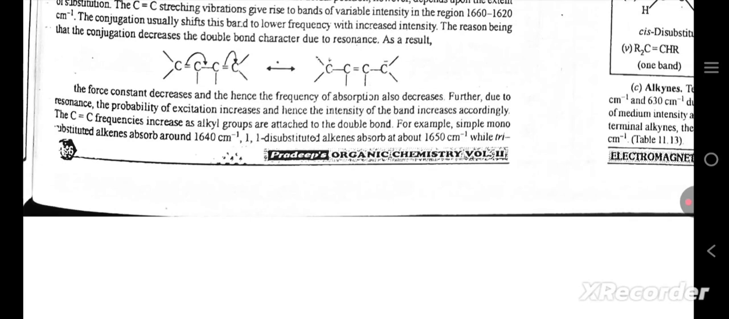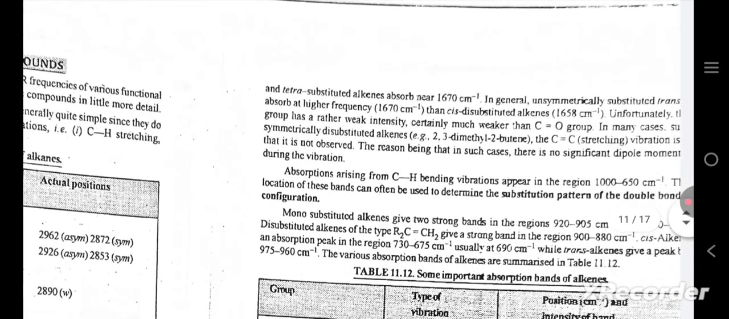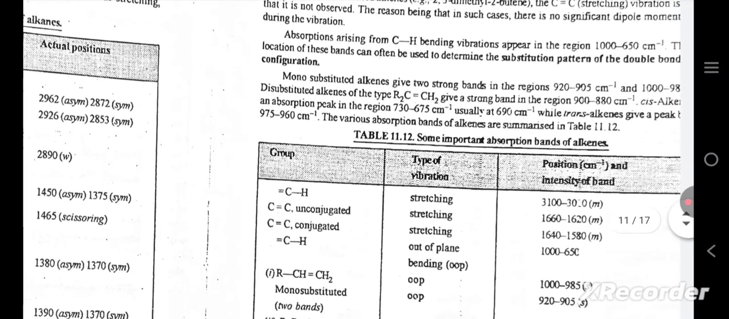1,1-disubstituted alkenes absorb at about 1650, while tri- and tetra-substituted alkenes absorb near 1670. In general, unsymmetrically substituted trans alkenes absorb at higher frequency. The C=C group has a rather weak intensity, certainly much weaker than the C=O group, and in many cases, such as symmetrically disubstituted alkenes, it is absent. The reason being that in such cases there is no significant change in dipole moment during the vibration.